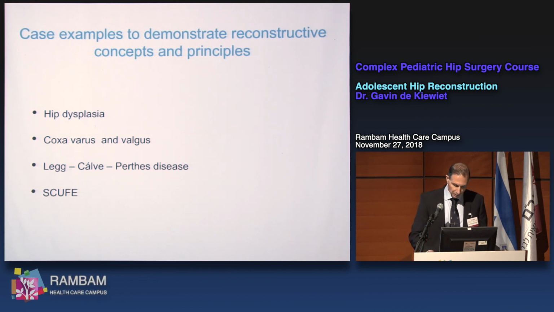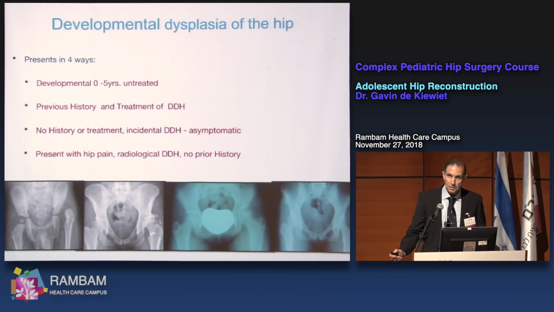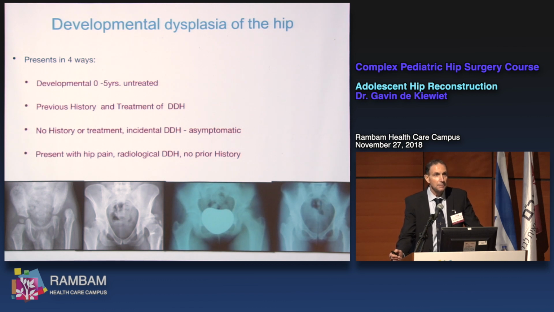Developmental dysplasia presents in about 4 ways. You can see it very early on, untreated, from age of birth up to about 4 or 5 years of age. Dislocated hips, and we'll treat them as you saw today. Or they can have a previous history where they had the condition and they've been treated, but are left with residual dysplasia and or problems. Or they've had no history or treatment, and incidentally you find dysplasia in a young adult. They come to a clinic for a reason, some vague hip pain. The X-ray shows dysplasia. What do you do about these patients? Or they do have hip pain and dysplasia with or without prior treatment.